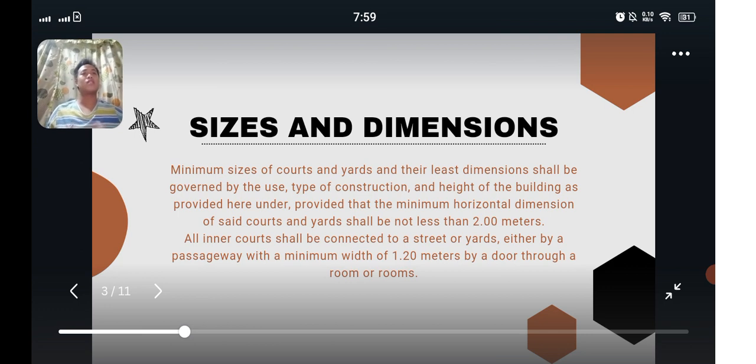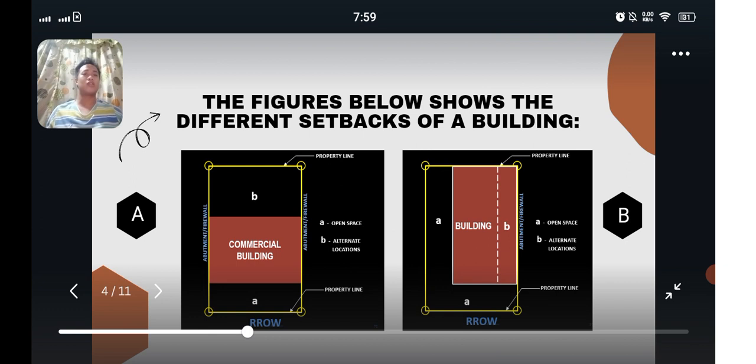So to maximize light and ventilation, the requisite open space must be positioned entirely or distributed throughout the lot. So kailangan maximize siya within the light and ventilation. So para hindi siya less, kailangan ma-space siya, open space. Ganun. So that's for sizes and dimensions.